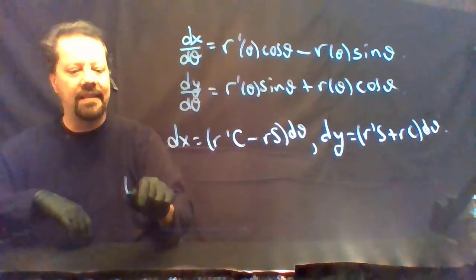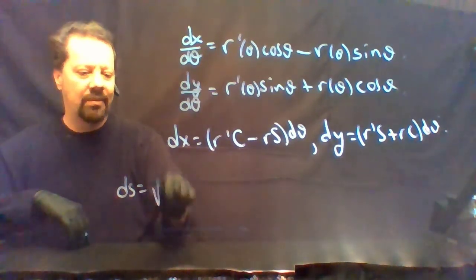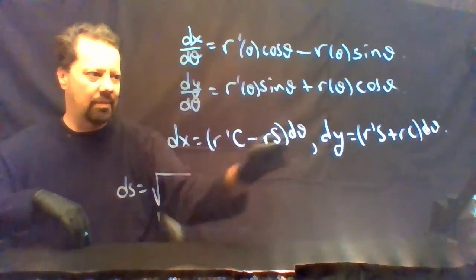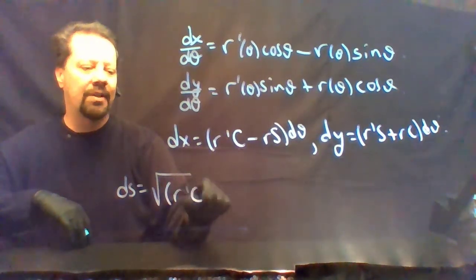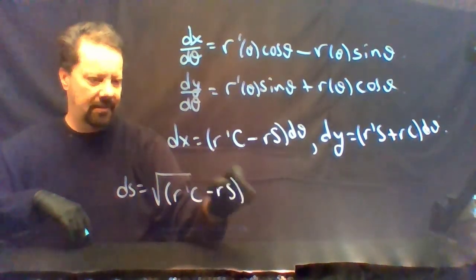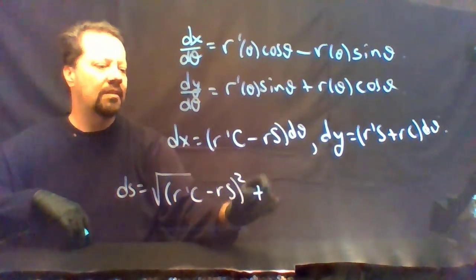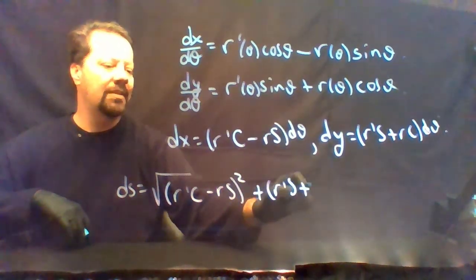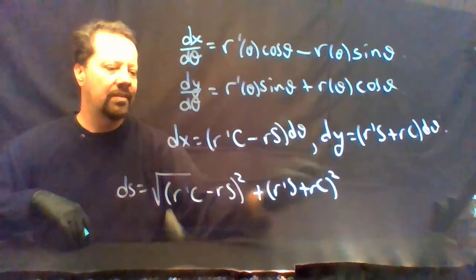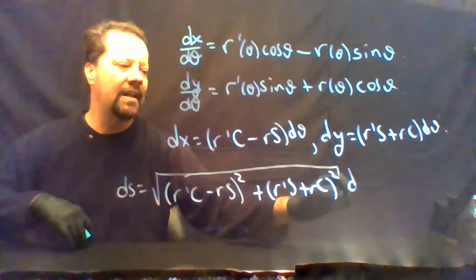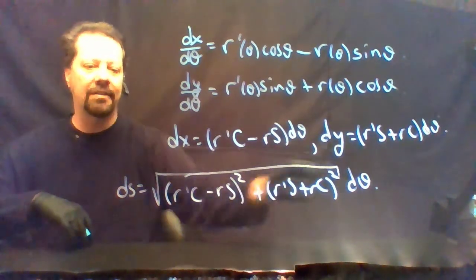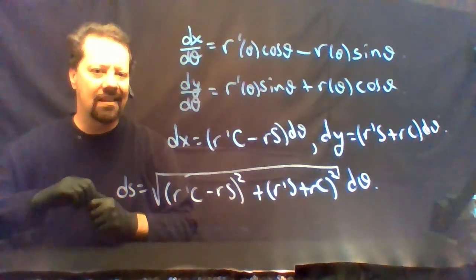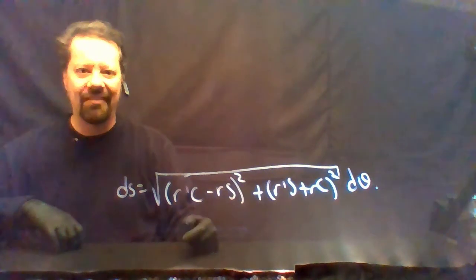It follows then that the element of arc length, which is the square root of dx squared plus dy squared by the Pythagorean theorem, is the square root of r prime cosine minus r sine squared plus r prime sine plus r cosine squared, all times d theta. We had a d theta squared on each of these terms, which we factored out of the square root as a d theta. We can't leave it like this.